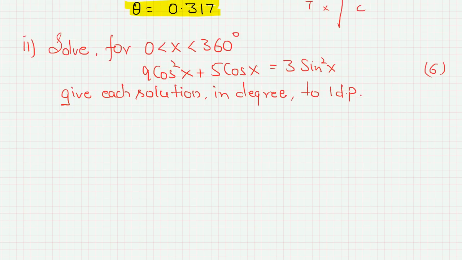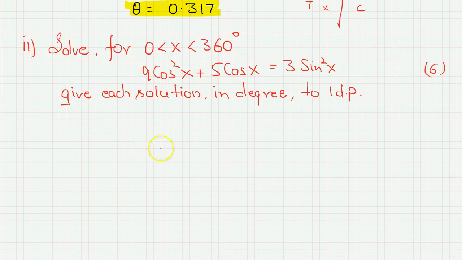The second part of question number 5 is solve for x greater than 0 and less than 360: 9 cos square x plus 5 cos x is equal to 3 sin square x. Give each solution in degrees. Now this one you have to give in degrees up to 1 decimal place. This question is of 6 marks.